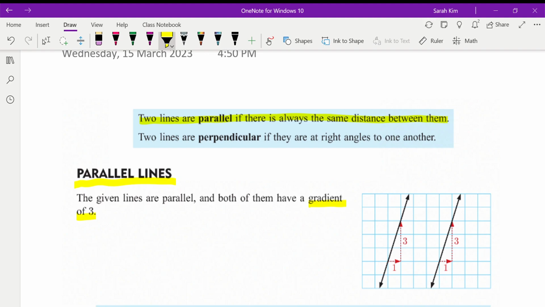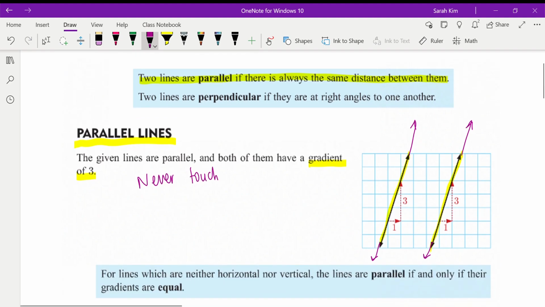As you can see, if this line and this line are parallel, then if you keep extending them this way or this way, they will never touch each other. Right? So draw the parallel lines, write some notes on it. Draw an example of parallel lines in your booklet.